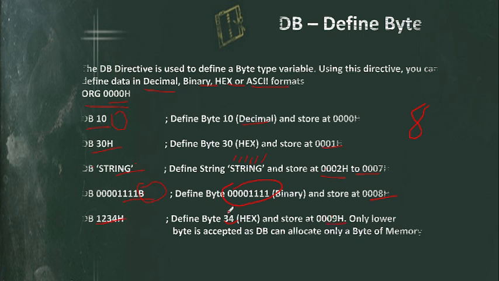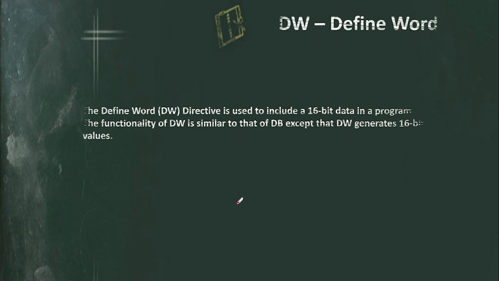Means you cannot store a 16 bit number in this. So to avoid that, we have another directive, which is called define word. Here we can store 16 bit data in a program, which was not possible with define byte. So define word is used to store 16 bit data in a program.